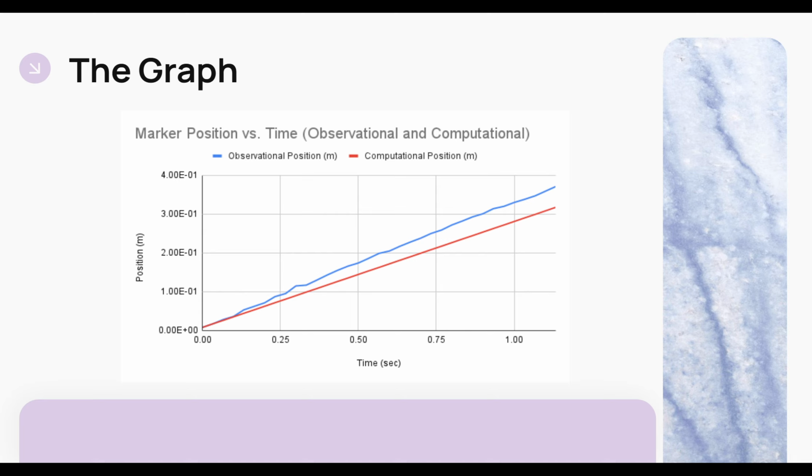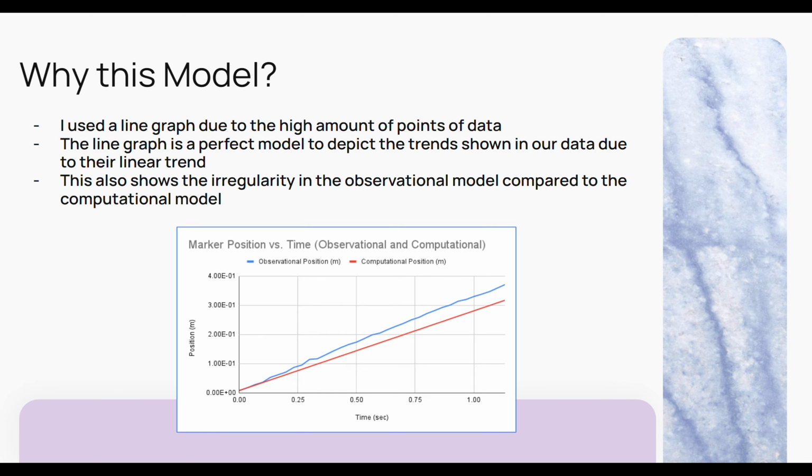Here's the graph that we did. As you can see, the blue one lies a little bit above the red one and has a little bit more irregularities. That's because the blue one is the observed position with some conditions that we cannot change, such as the initial push and the surface of the table.